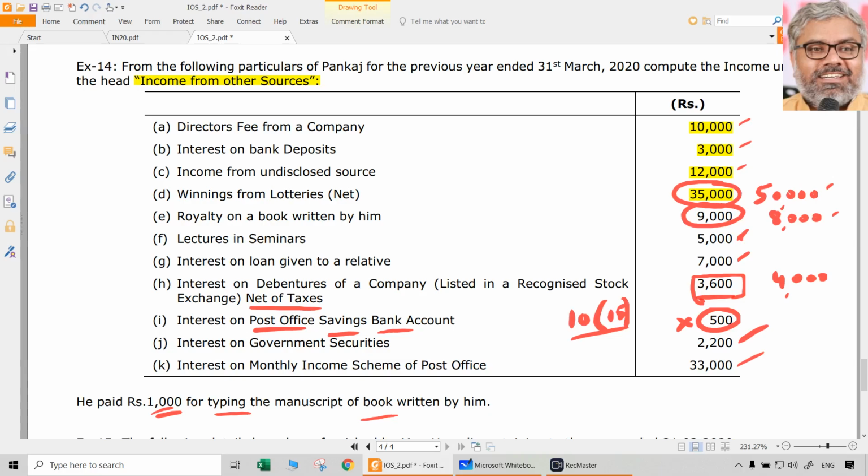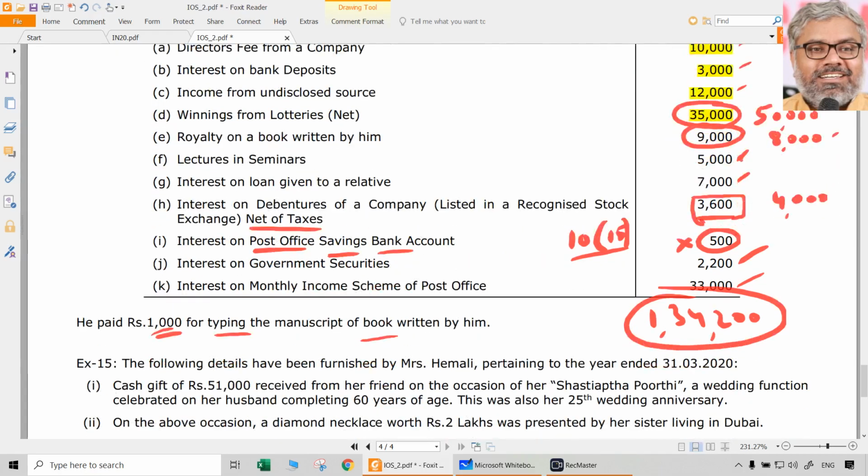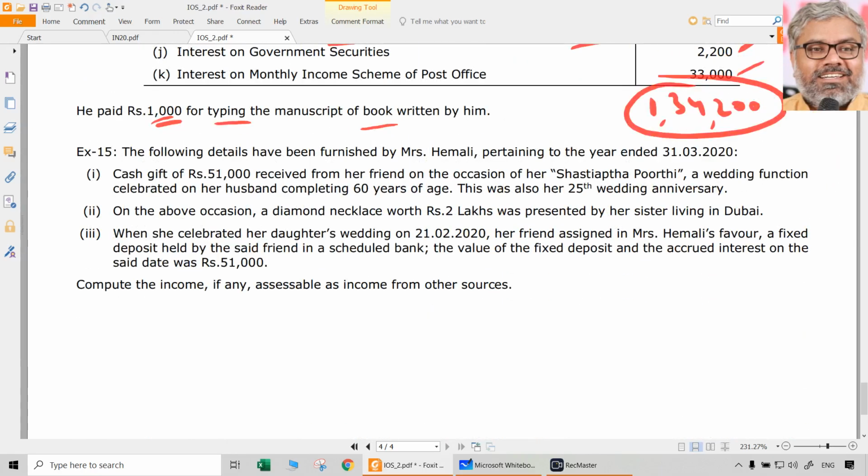So what is the final total income from other sources of Mr. Pankaj? 10,000 plus 3,000 plus 12,000 plus 50 plus 8,000 plus 5,000 plus 7,000 plus 4,000 plus 2,200 plus 33,000. Total 1,34,200 is the final answer for this question. That's it. That is how past examination questions were asked from this head of income.